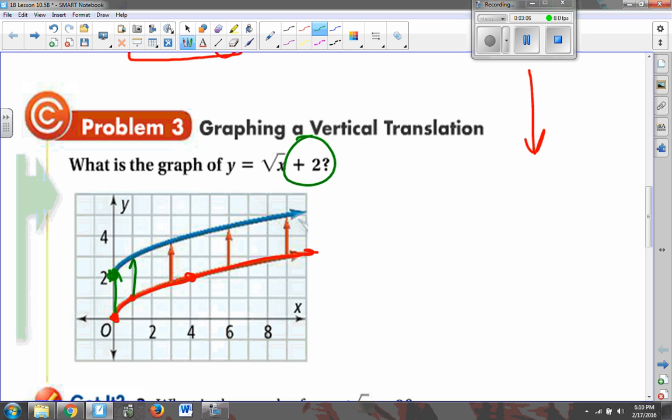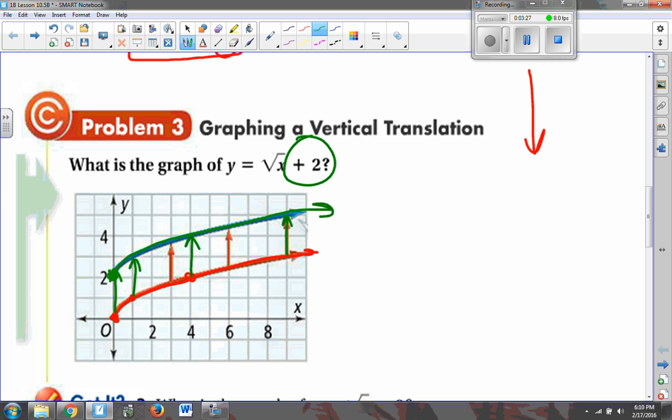The 1, 1 went up 2. The 4, 2 went up 2. And out here we're all the way at 9 in the x, 3 in the y, that went up 2 as well. So all we did is move every single point up 2 units in the y, and we now have our new graph that should look exactly the same, but slid up 2 units.